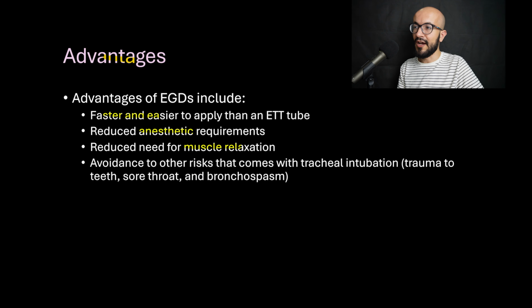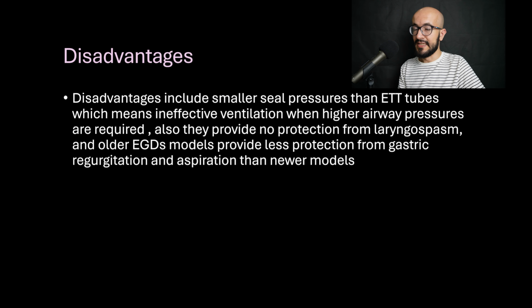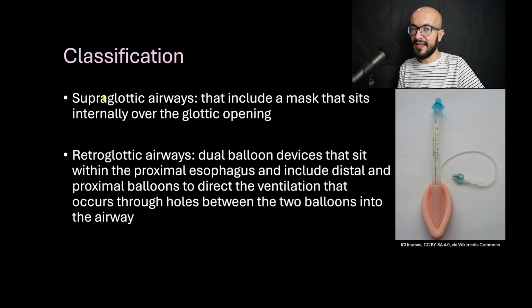Advantages also include avoidance of other risks that come with tracheal intubation, such as trauma to teeth with the laryngoscope, and sore throat and bronchospasm. Disadvantages include smaller seal pressures than endotracheal tubes, and this means ineffective ventilation when higher airway pressures are required, and also EGDs provide no protection from laryngospasm, and older EGD models provide less protection from gastric regurgitation and aspiration than newer models. Now let's talk about the classification.